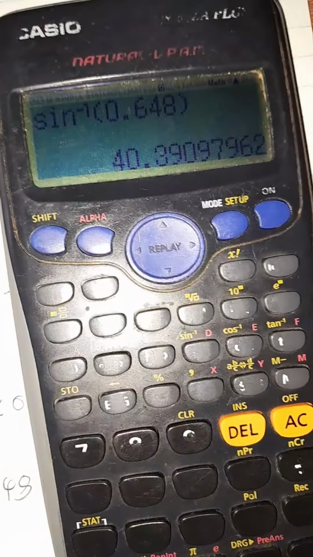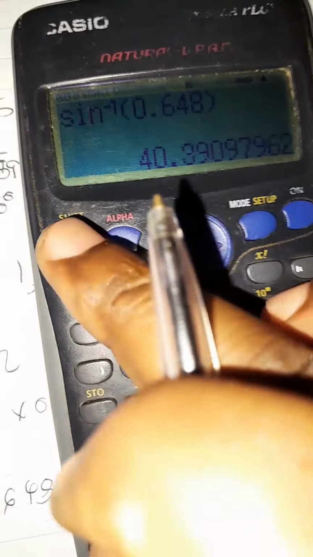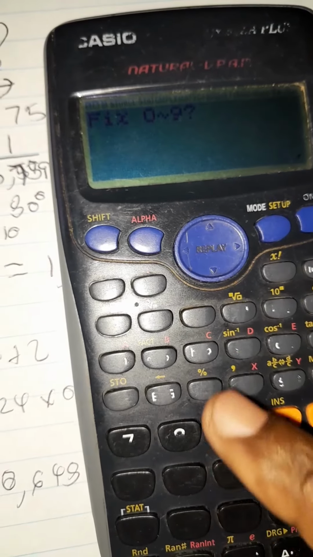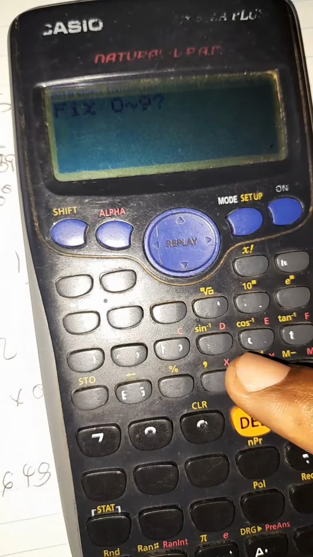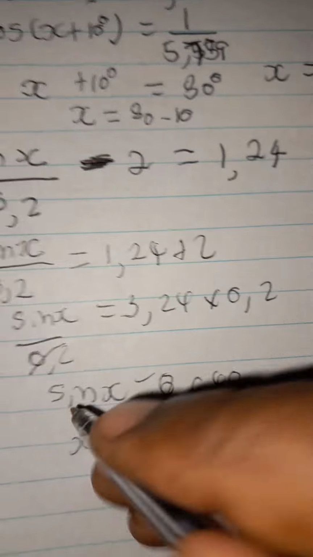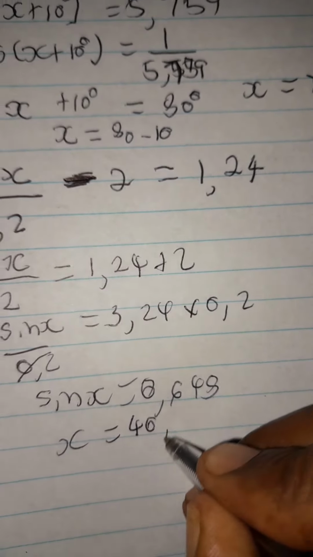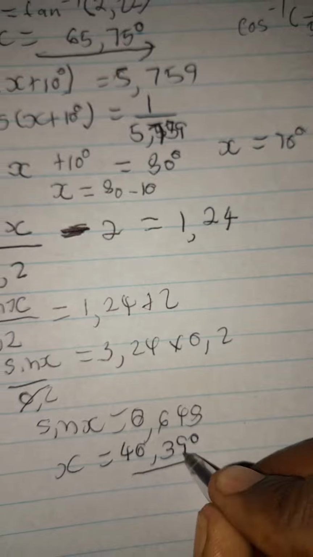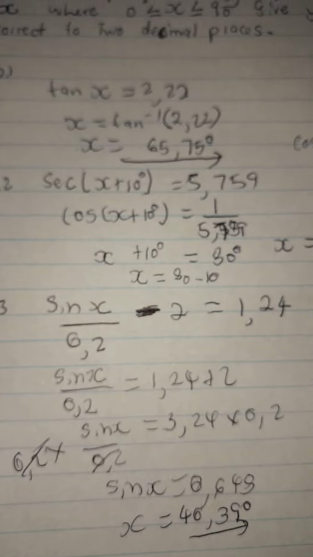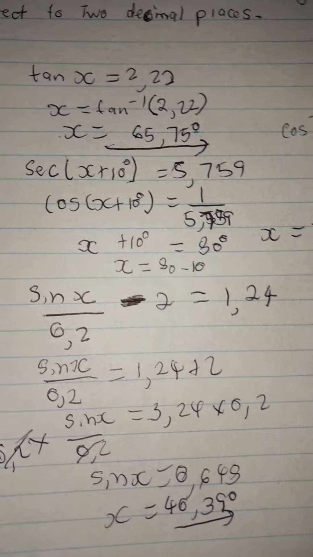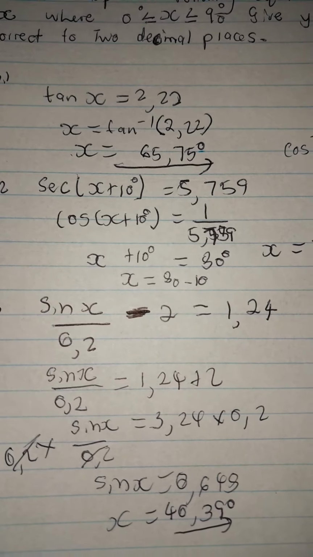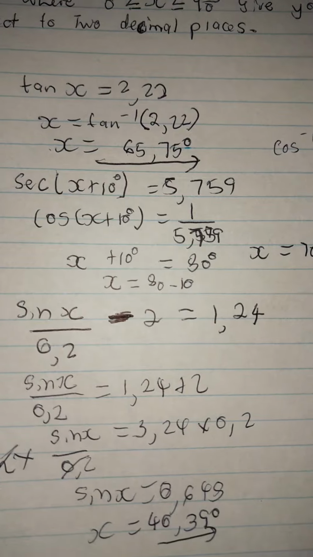What are we going to get there? They said correct to 2 decimal places. Sorry for that. That will be 40,39. So in this case, it's going to be 40,39 degrees. All right. So that's how you're going to work with the November 2015 paper 2 Grade 10 for learners who are doing CAPS.